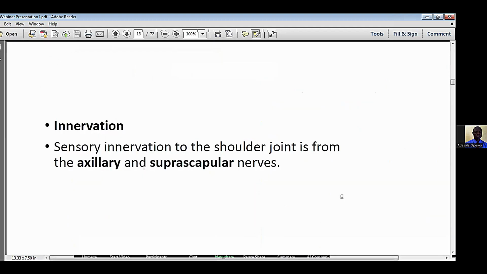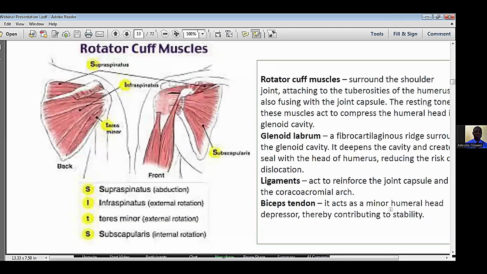Then we have biceps tendon. Yes, I mentioned biceps tendon on the other hand. It acts as a minor humeral head depressor, thereby contributing to the stability. So stability is brought about by ligamentous labrum, number one, rotator cuff muscle, number two, ligament, number three, biceps head.